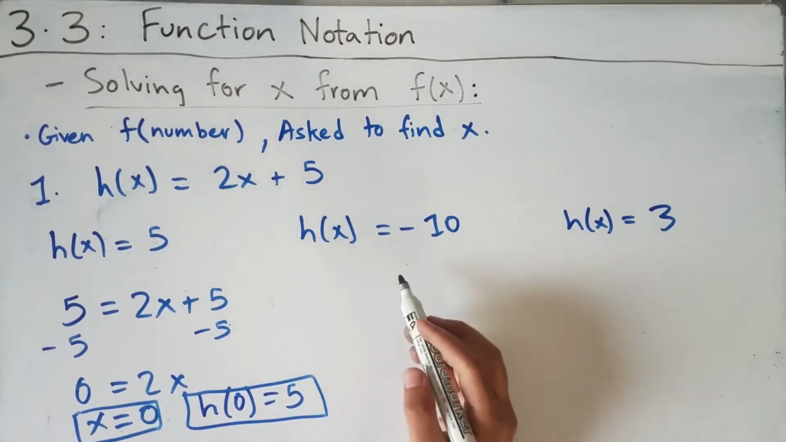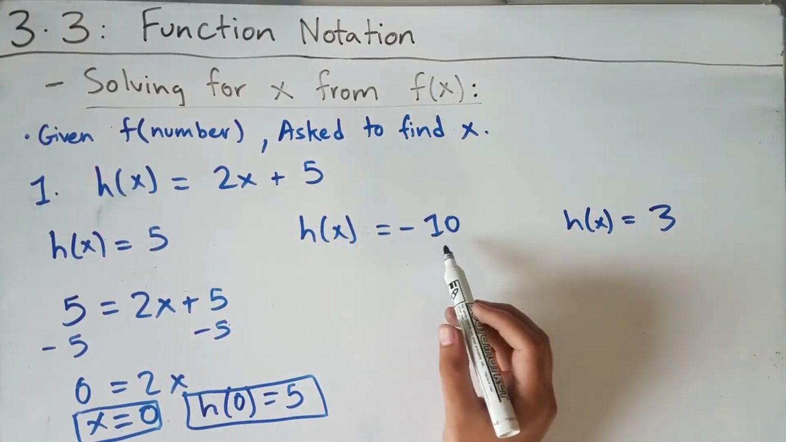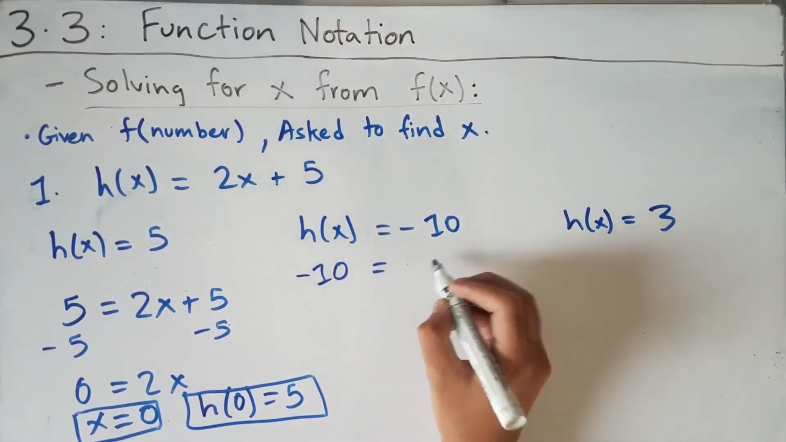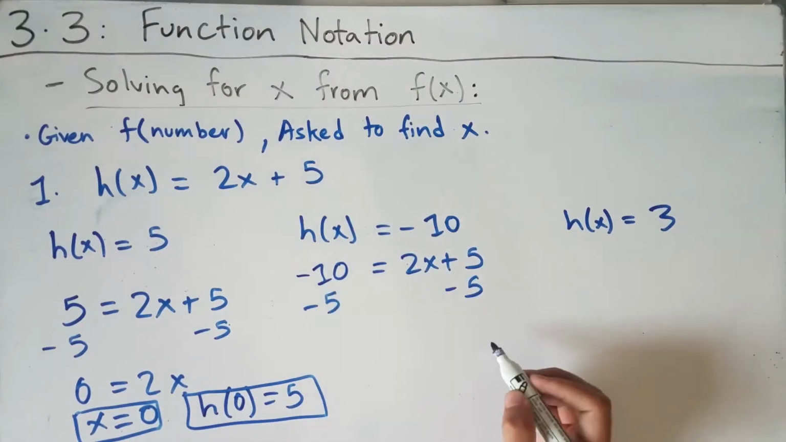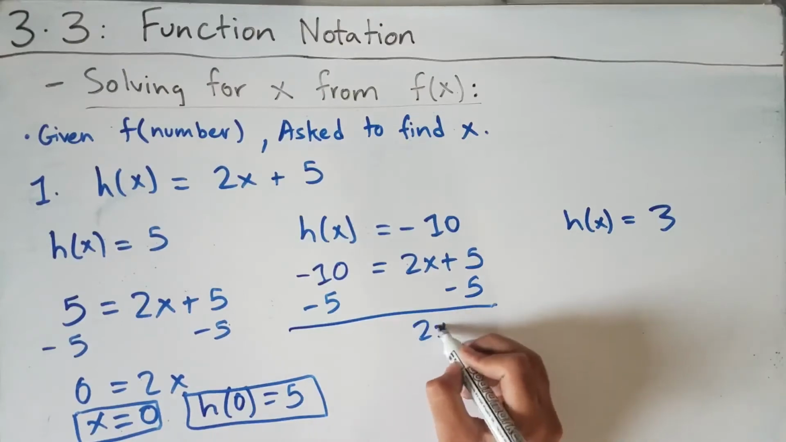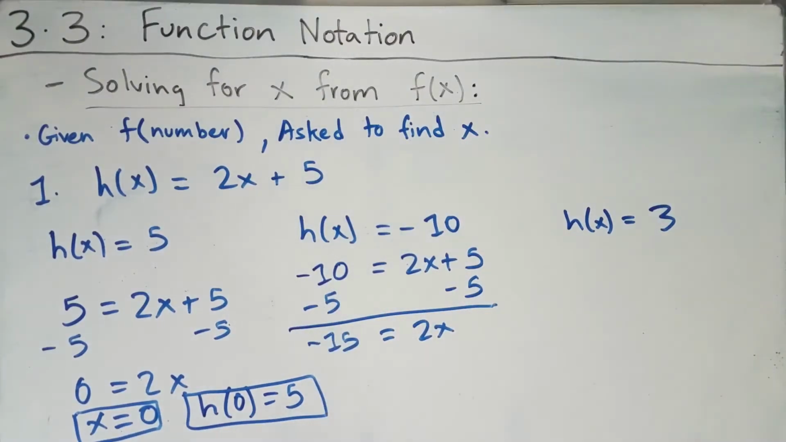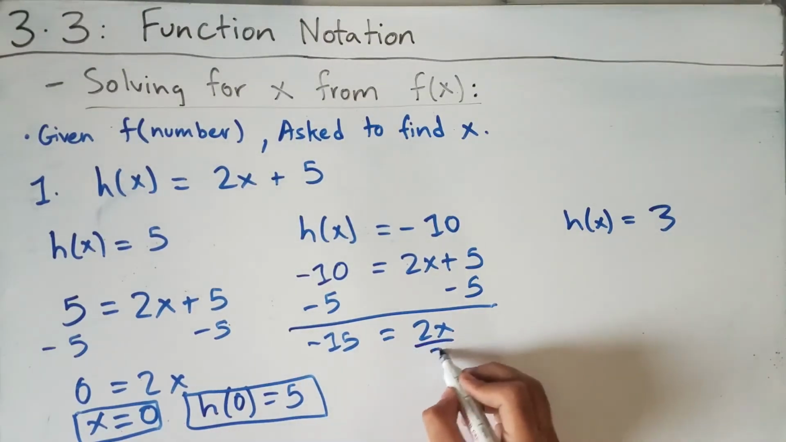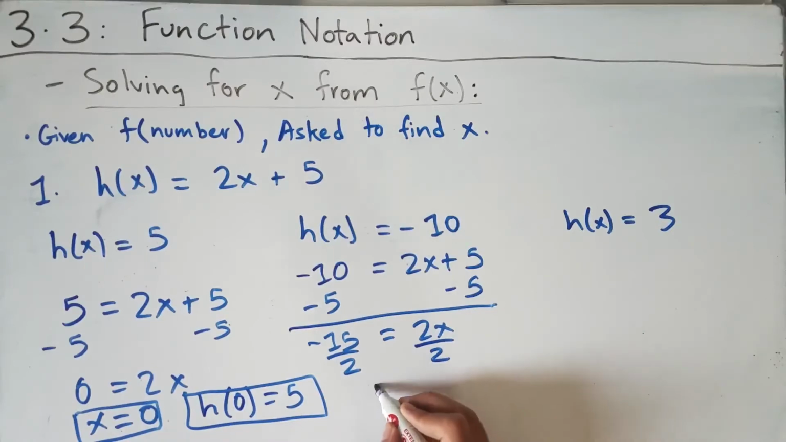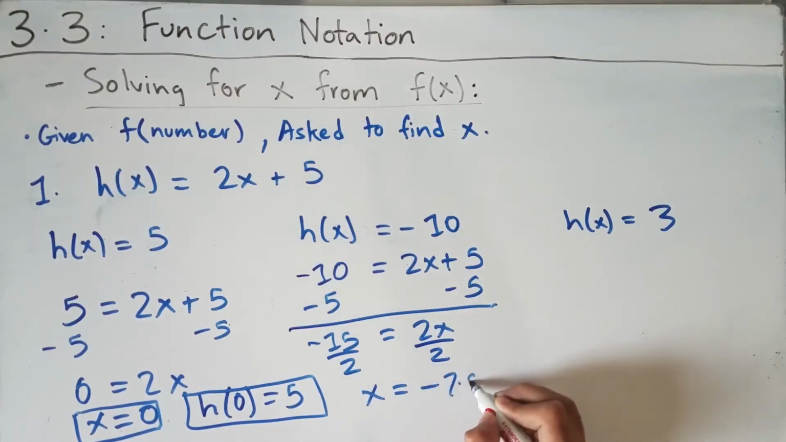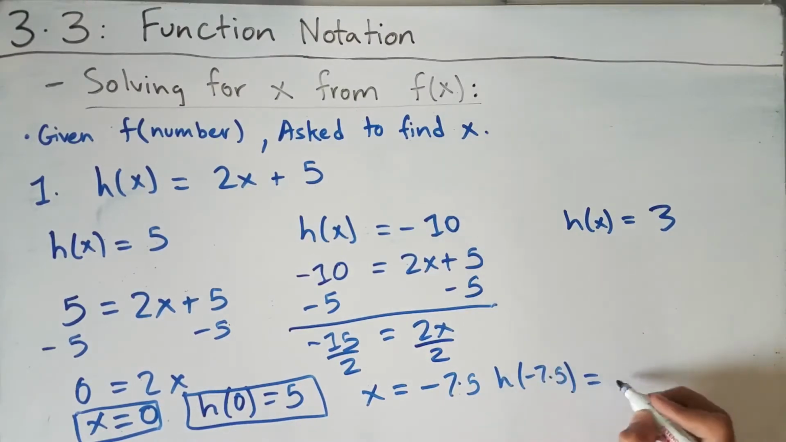We're given that h of x equals negative 10. So again, I can replace the h of x in the function with negative 10. So negative 10 equals 2x plus 5. I can subtract 5 from each side of the equation, and that brings us to 2x equals negative 10 minus 5, which is negative 15. And now I can divide each side of the equation by 2. So negative 15 over 2 would equal negative 7.5. So x equals negative 7.5. Or it could also mean h of negative 7.5 equals negative 10.